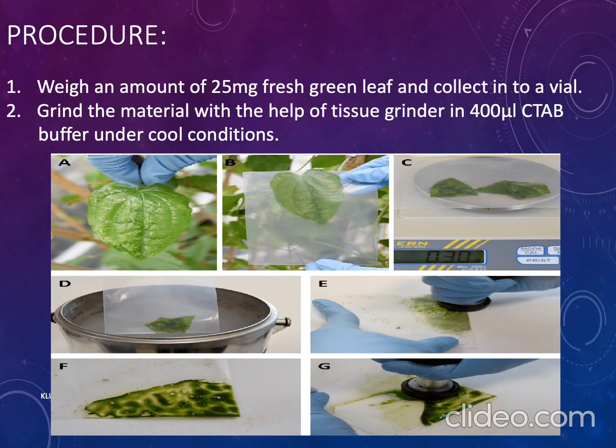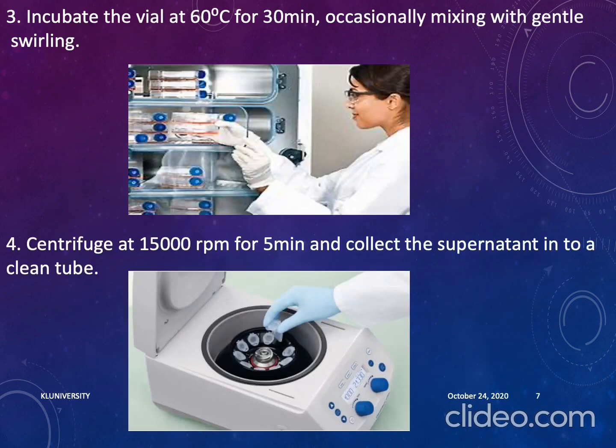Coming to the procedure of this experiment, first we need to collect the fresh young green leaves and clean with sterile distilled water. Then we need to weigh an amount of 25 mg and collect into a vial. Here you can see the fresh young green leaves which have undergone the tissue grinder. Then grind the material with the help of tissue grinder in 400 ml of CTAB buffer under cool conditions.